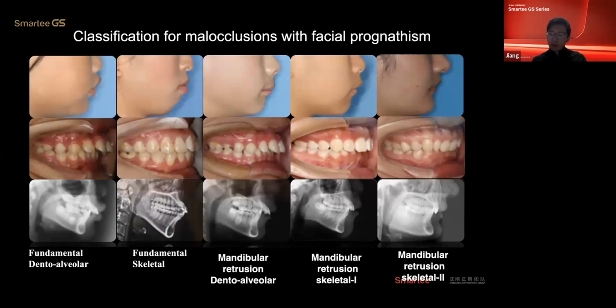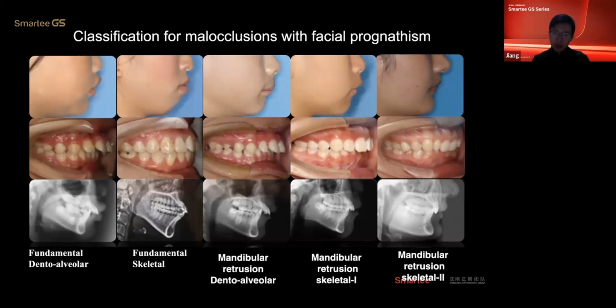The second category is fundamental skeletal. It means that there is overgrowth of the maxilla and a deficient morphology of the mandible. The shape of the mandible is not favorable. We call it triangle shape. There is a deficiency in the morphology of the mandible, but the position of the mandible is correct. In the intraoral photo, we can see there is a class 1 molar relationship and the overbite and overjet are normal.